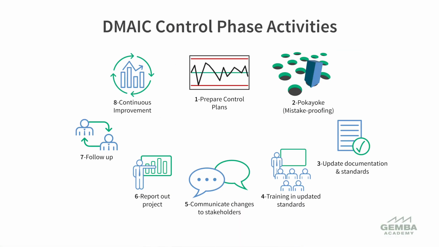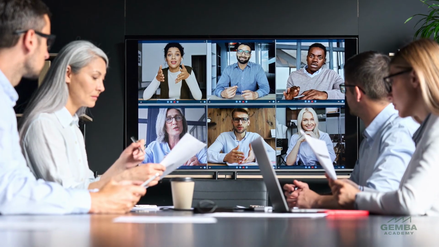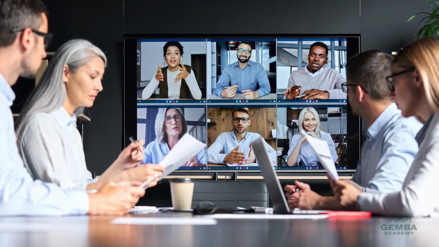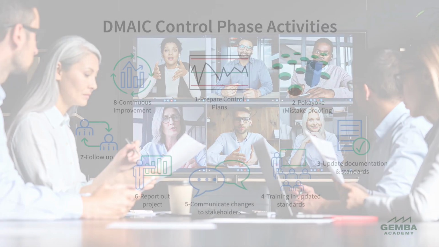The fifth activity is to communicate the changes to everyone affected by them. When we make improvements, we must not only inform stakeholders who we know are interested, but also identify and inform people upstream or downstream who may be impacted by the changes.